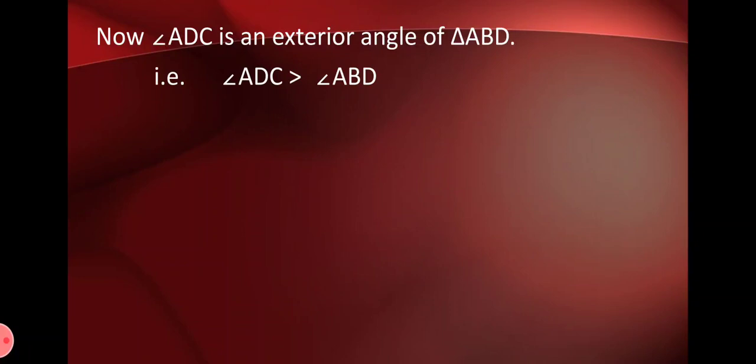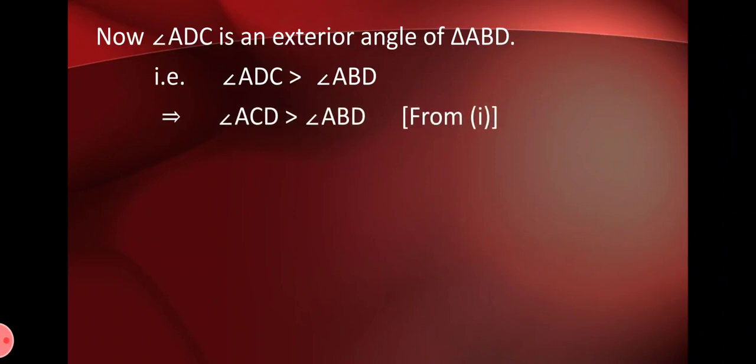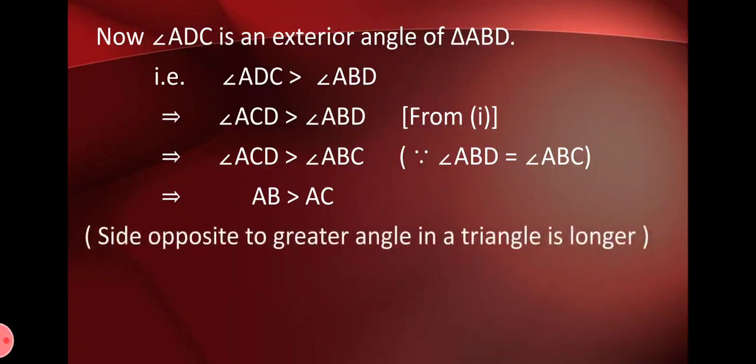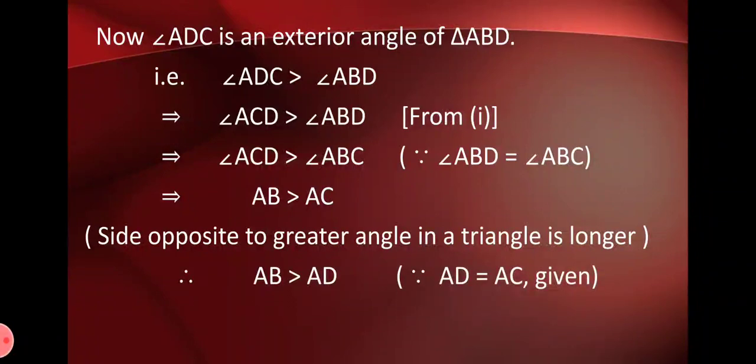Let's write the proof. In triangle ABD, angle ADC is an exterior angle, that is angle ADC is greater than angle ABD, implies that angle ACD is greater than angle ABD from equation 1, implies that angle ACD is greater than angle ABC because angle ABD is the same angle, which is angle ABC, implies that AB is greater than AC because the side opposite to the greater angle in a triangle is longer, implies that AB is greater than AD because it is already given in the question that AC and AD are equal. Hence proved.